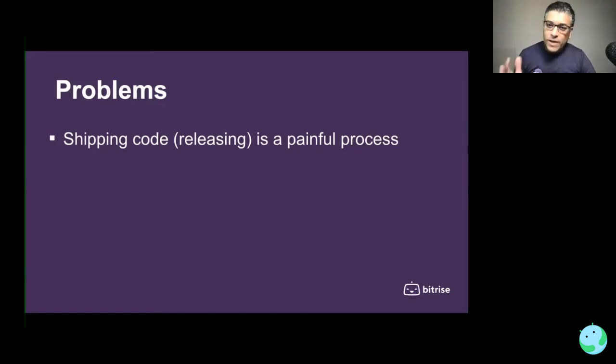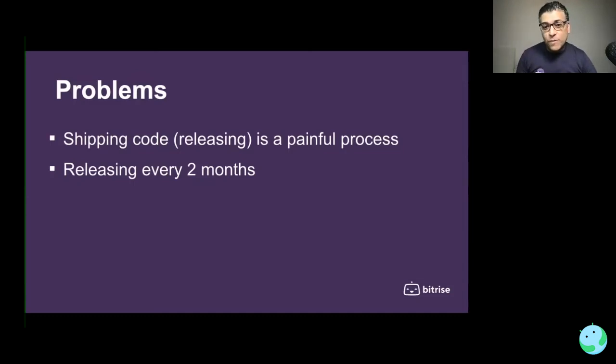Sometimes it's failing. We have problems with conflicts in code. We have different branches and it's a painful process. So this is the first problem in our team. Second one, we are releasing every 2 months. So this is like a normal result from the problems with releasing.